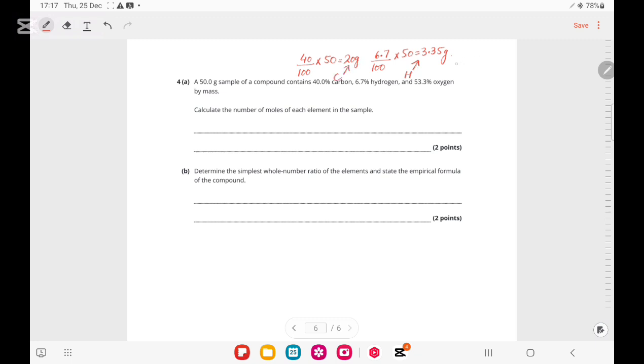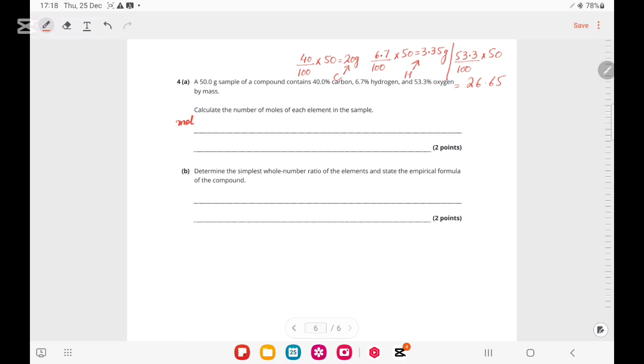And then we have oxygen. For oxygen we are going to do 53.3 divided by 100 times 50, and the answer comes out to be 26.65. So these are the masses that we have found, and now we just need to find the moles.